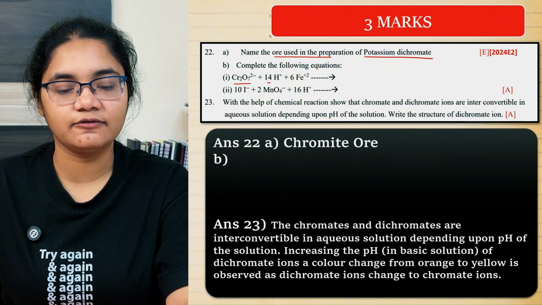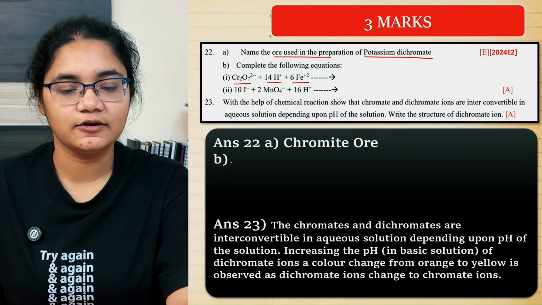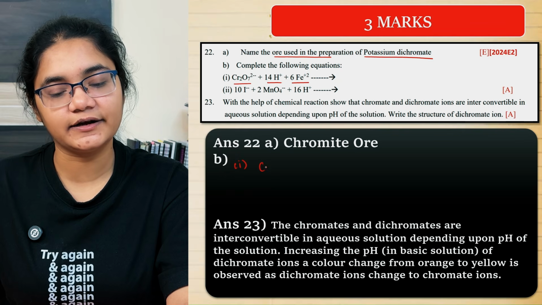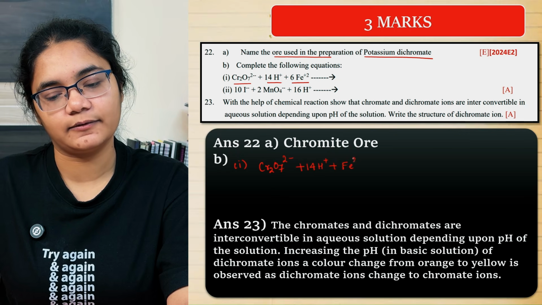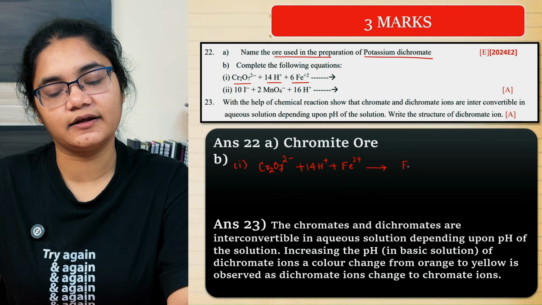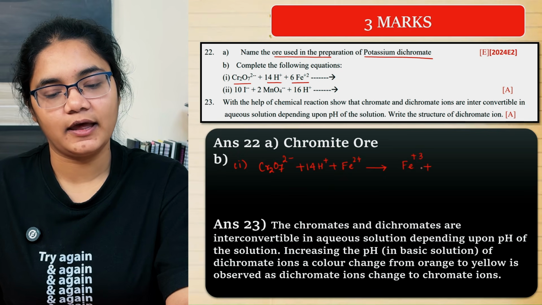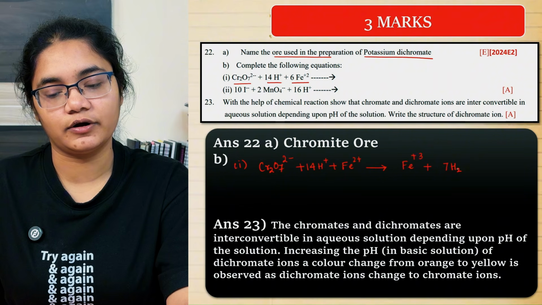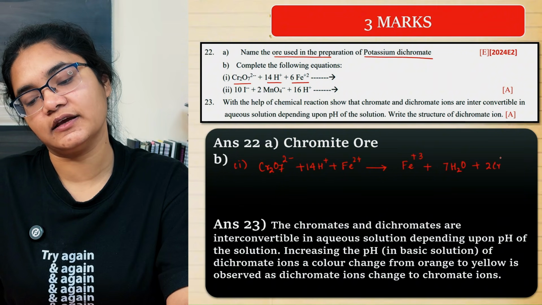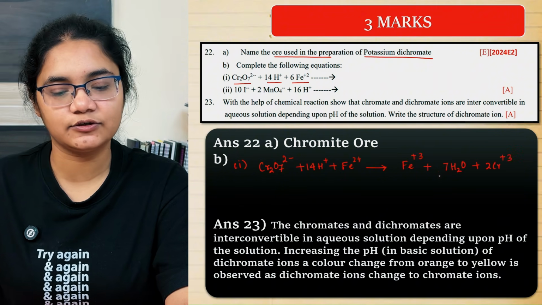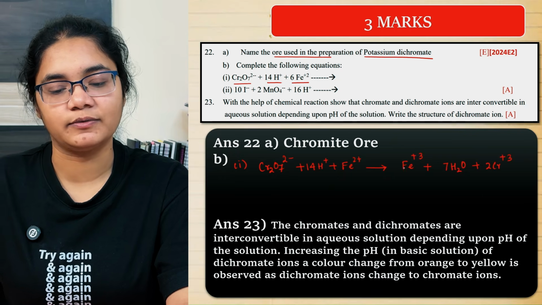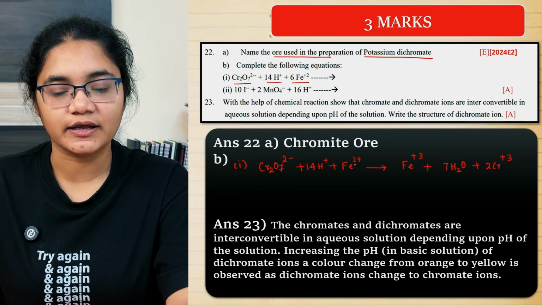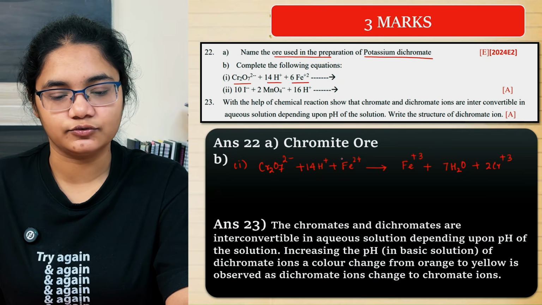So Cr2O7 2-, 14H+ and 6Fe2+. As I have written, Cr2O7 2- plus 14H+ plus Fe2+ is there, right? So that Fe2+ will get converted to Fe3+, and you will have 7 water and 2 Cr3+. Just balance this one. 2 Cr is there, 7 oxygen, 14H+. If you see the charge also, this is +2, this is -2, so that gets cancelled.